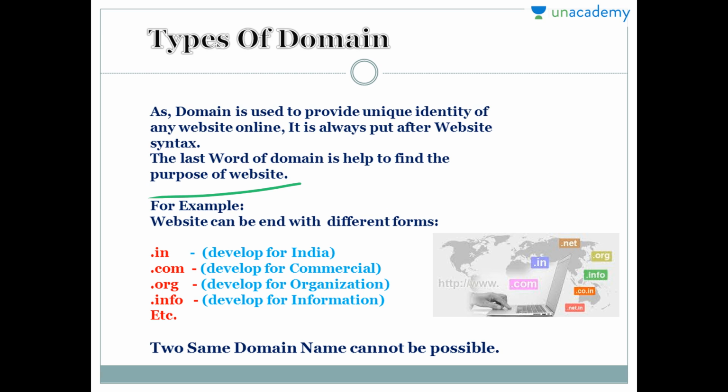Take an example. If the website is ending with .in, it means it is used for developing only in India. If the website is ending with .com, it is used for commercial use. If the website is .org, it means it is required for organizational purposes. Next we have .info, which means it is an informative website, etc. So this last word of any website helps to identify the use and significance of developing any website.